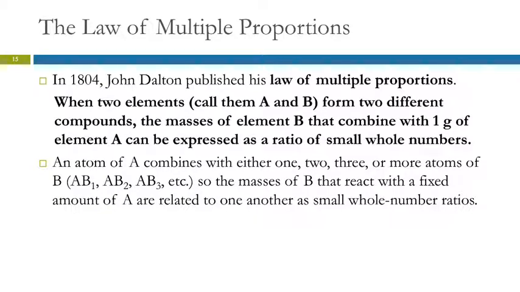Then we have the law of multiple proportions, which, if you don't know what it is, kind of seems to contradict. John Dalton again. The law of multiple proportions. This is one that's especially confusing when you just write it out, so it's going to take some explaining. When 2 elements, we'll just call them A and B, form 2 different compounds, the masses of element B that combine with 1 gram of element A can be expressed as a ratio of small whole numbers.